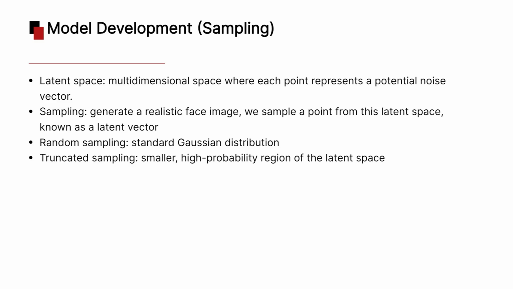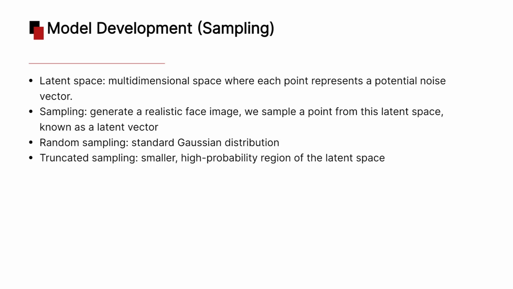However, sometimes random sampling can generate less realistic or extreme images that lie in the less probable regions of the latent space. To address this, we use truncated sampling, which restricts sampling to a smaller, high-probability region within the latent space. This truncation improves the overall quality and realism of generated faces by avoiding unlikely vectors that produce artifacts or unnatural images.